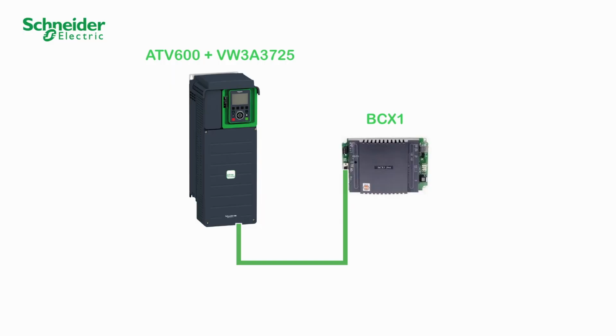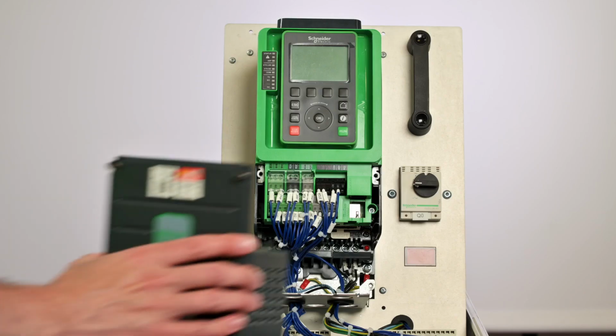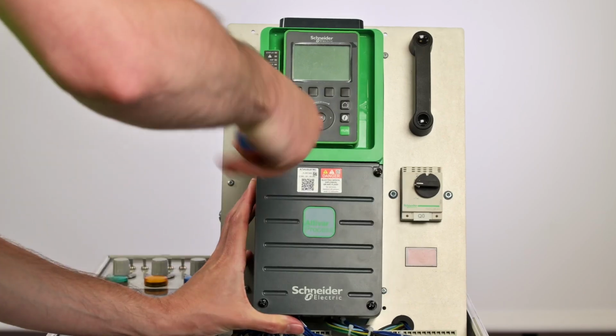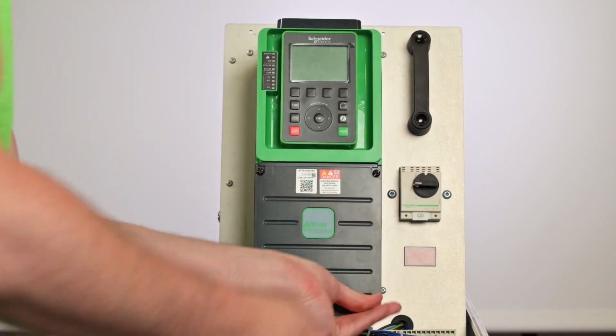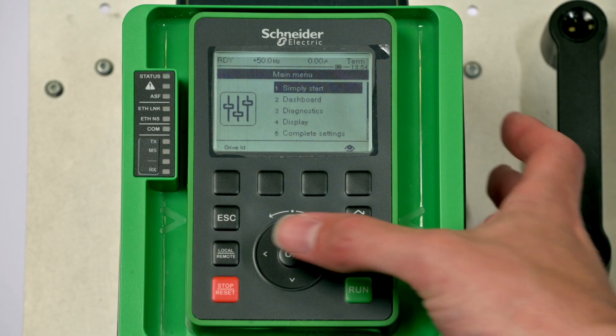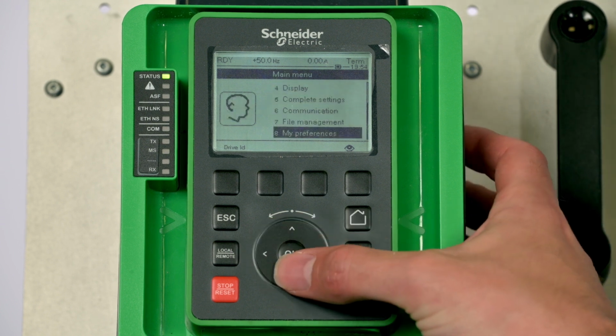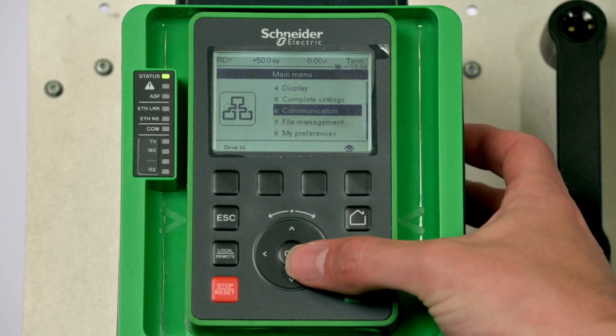To connect the controller to the ATV600 via the BACnet option module, refer to the ATV600 BACnet manual. 7. Put the cover back and tighten the 4 captive screws. To access the BACnet parameters, go to the Communication menu.